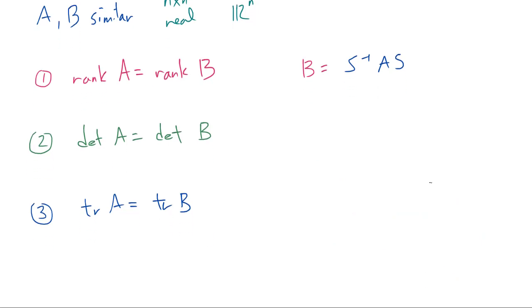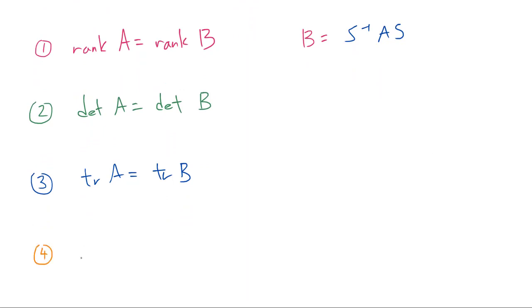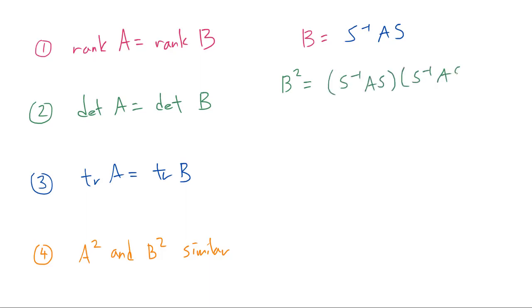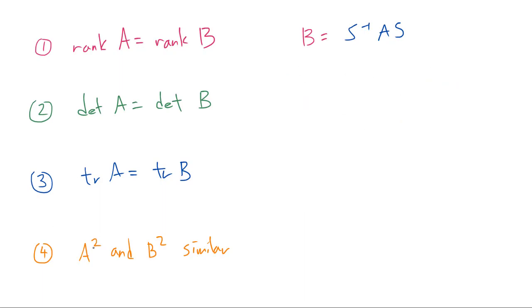I can continue down this list. For example, we can say that A squared and B squared are going to be similar matrices. And this is simply because when we try to find B squared, this thing is going to be S inverse AS times S inverse AS. And we see that we can simply cancel out S and S inverse here to get B squared being S inverse A squared S. So that's telling us that B squared and A squared are similar once again. And of course, this argument can be extended to show that A to any L power and B to any L power are similar. So I guess up here, we can also say rank of A to the L is equal to rank of B to the L as one of the consequences of A and B being similar.